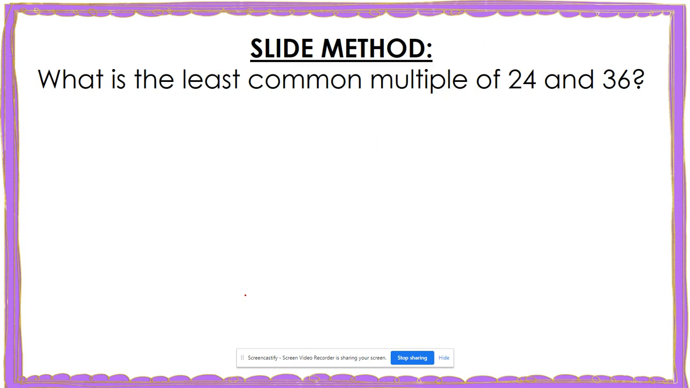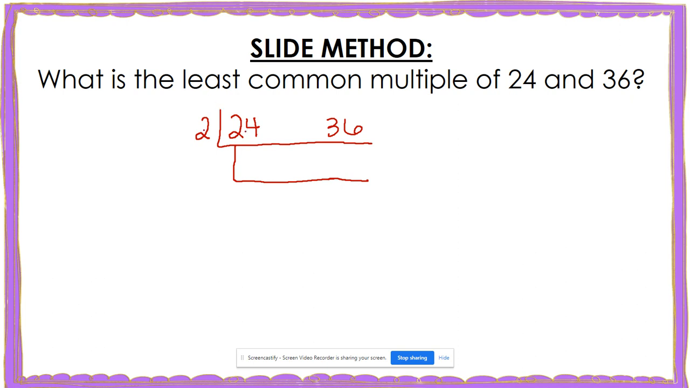Now let's use the slide method to find the least common multiple of 24 and 36. When I use the slide method, I start by writing my numbers. So 24 and 36. What I'm looking for is a common factor that both of these have in common. I know that they're both even numbers, so I know that they're both divisible by 2. So I'm going to put a 2 out here, and then I'm going to come down and write what each of these are.